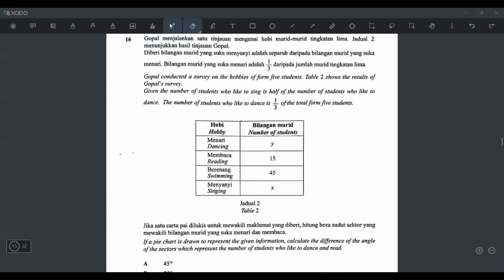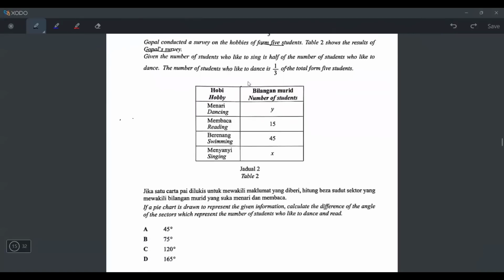Okay, let's continue with question number 16. So let's read the question. Gopal conducted a survey on the hobbies of Form 5 students. So these are all Form 5 students' hobbies. Table 2 shows the results of Gopal's survey. So we have number of students here, and they say given the number of students who like to sing is half of the number of students who like to dance. So number of students who like to sing is X, and X is equal to half of the number who like to dance. So X is equal to Y over 2. And then they say the number of students who like to dance is 1 over 3 of the total.